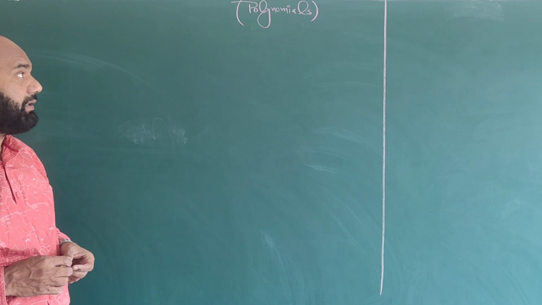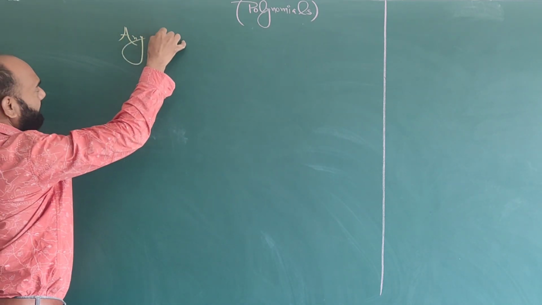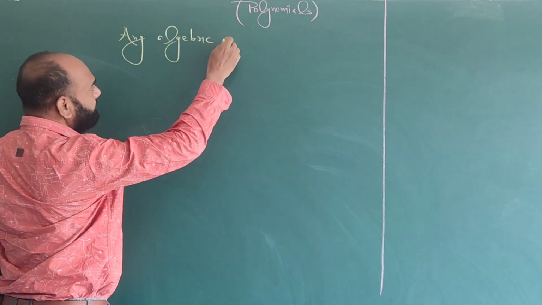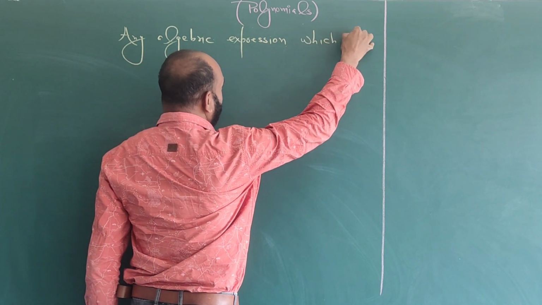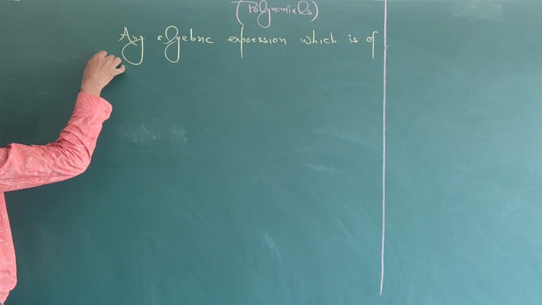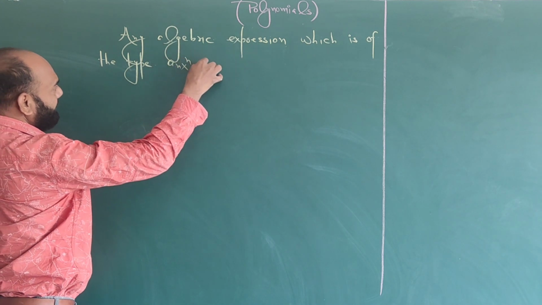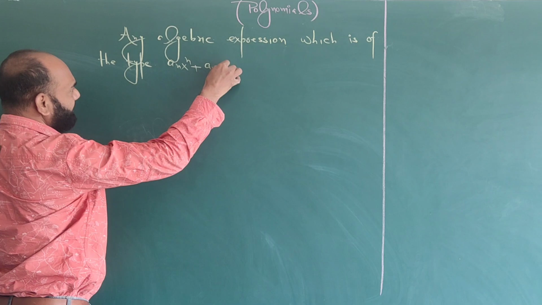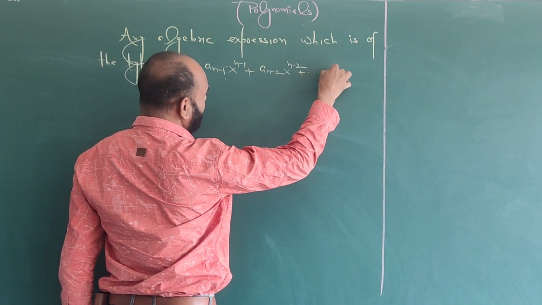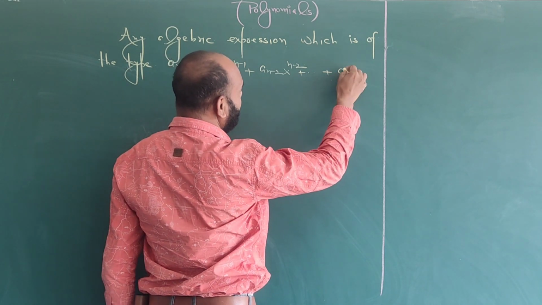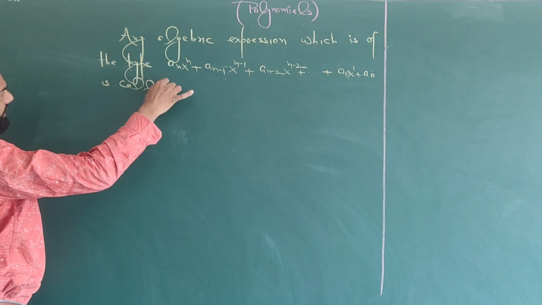So first of all, what is polynomial? Polynomial means any algebraic expression which is of the type An Xn plus An minus 1 Xn minus 1 plus An minus 2 Xn minus 2 and up to A1 X plus A0 is called polynomial of degree n.